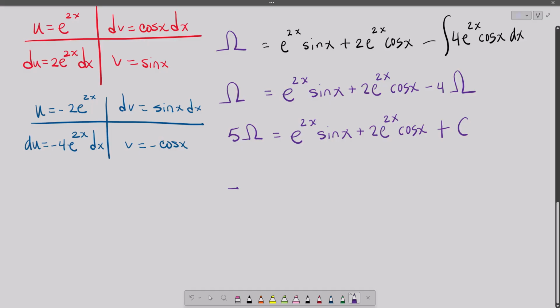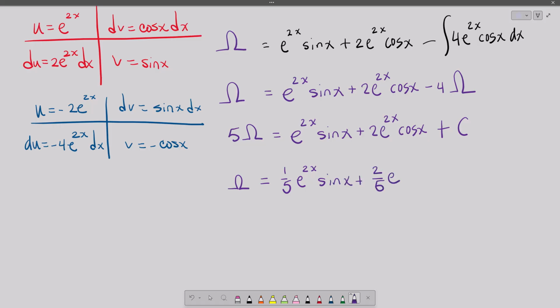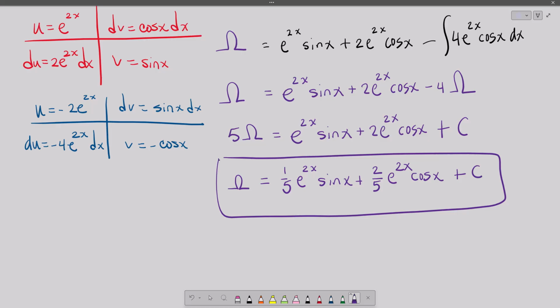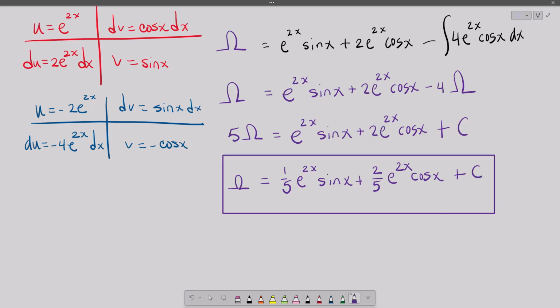And what's our final step? Yep, divide by 5. So dividing by 5 will give us our final answer. There we go. And c divided by 5, we're just going to treat it as c. So this will be our final general antiderivative. Integration by parts with the twist. Just for fun.